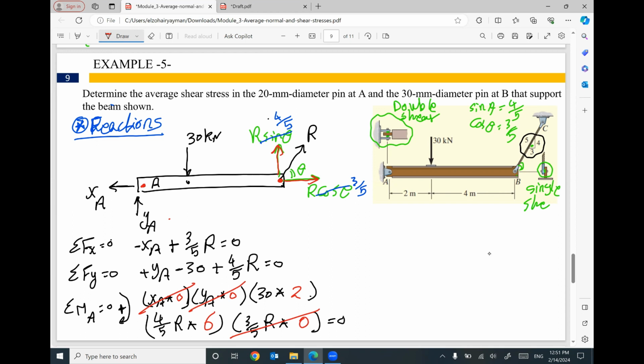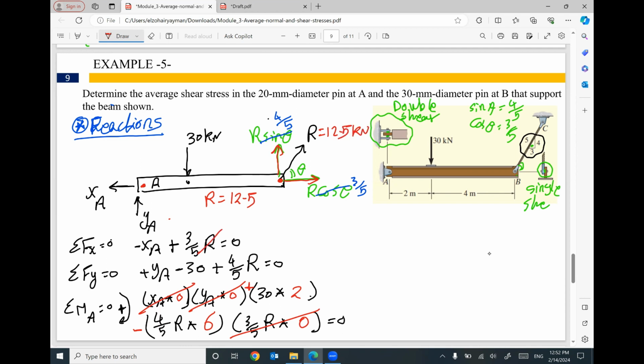I think 30 times 2 will be positive, clockwise. 4/5 R times 6 will be negative, counterclockwise. So I can figure out the value of R. If you figure out the value of R, it will be 60 divided by 4/5 times 6. It will be 12.5. So this R equals 12.5 kilonewton.